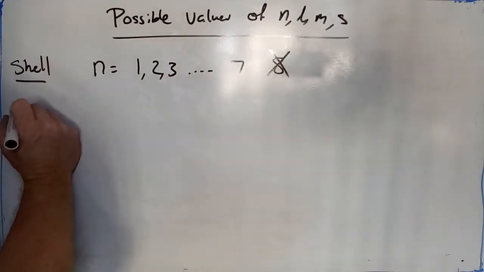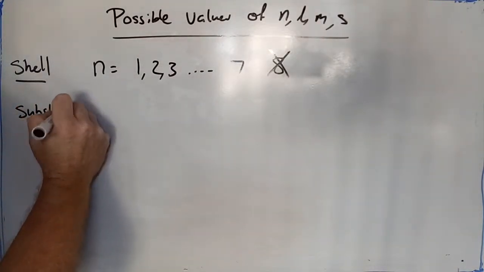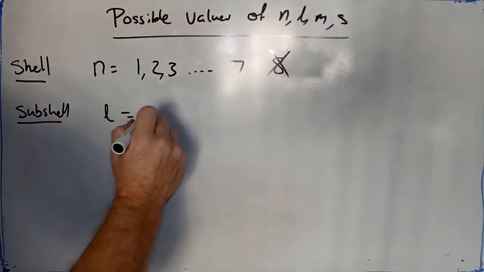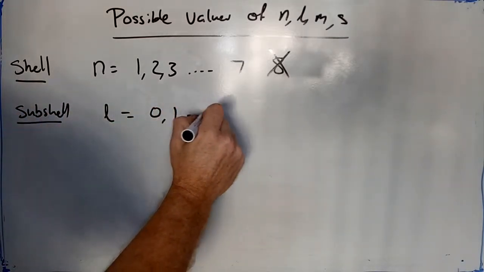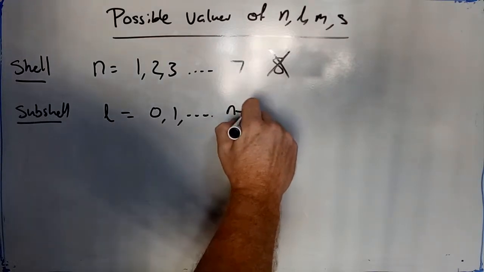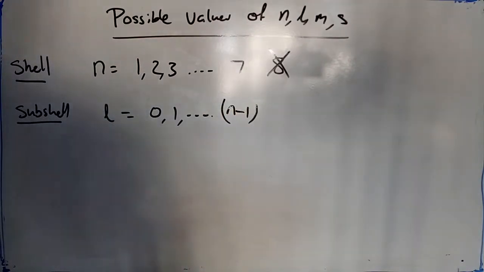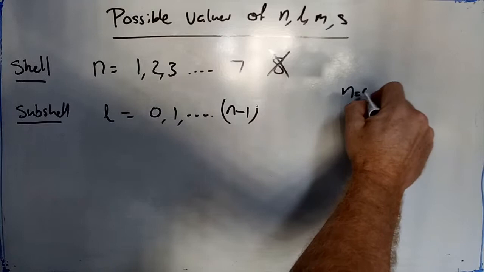l tells us about the subshell that the electron is in. l can have any value from 0 up, but it cannot exceed or equal n. It tops out at n minus 1. So, for example, if n equals 4, then l could be 0, 1, 2, or 3.